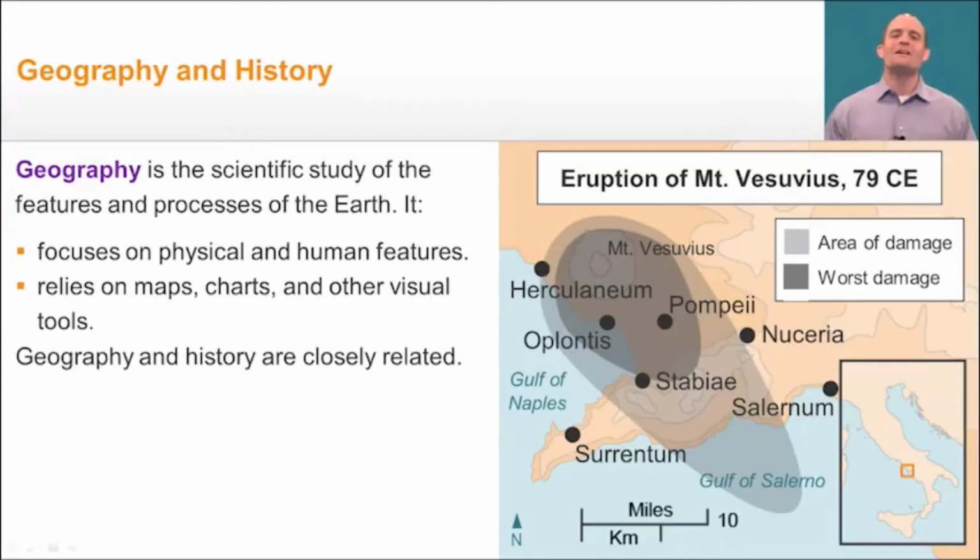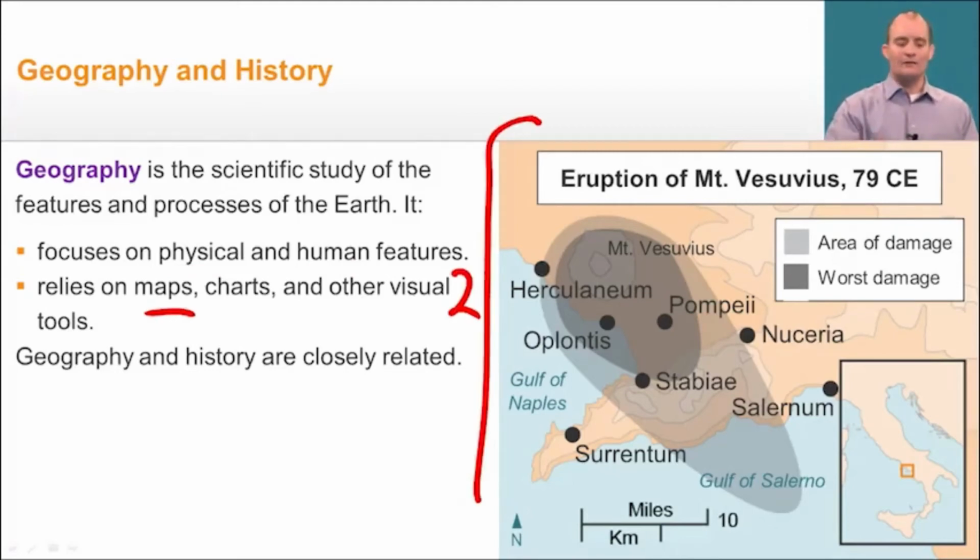Well, geography plays a key role in our knowledge of the past. Now, geography is the scientific study of the features and processes of Earth, and it focuses on two different things. Number one, it focuses on physical or non-man-made features, for example, a volcano, in this case, Mount Vesuvius, and also on human features as well, like the city of Pompeii. Secondly, it relies on maps, which you can see on the right of this screen, charts, and other visual aids.